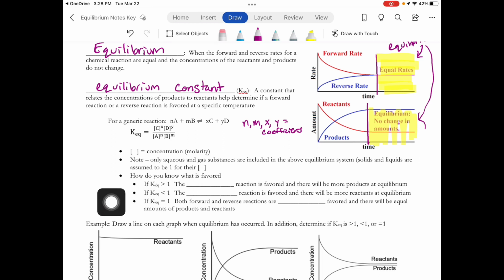Note, only aqueous and gas substances are included in the above equilibrium expression. Solids and liquids are assumed to be 1 for their concentration, so they're not in this expression.